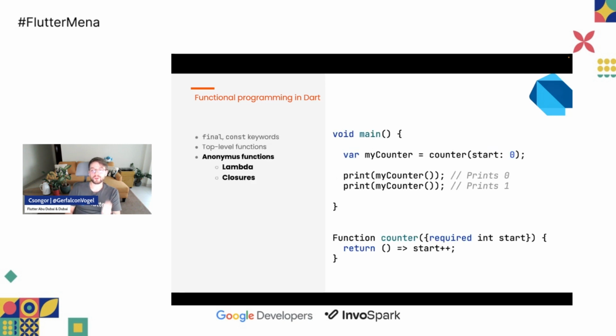What about the closures? The closures, these are tricky guys. Basically, it's a function object that has access to variables in its own lexical scope, even if the function is used outside of the original scope. What does it mean? In this example, you need to see that this counter function also captures the variable of start. So whenever the returned function runs, it will always remember to increment its own initial value. That's why we see that we are printing 0 and printing 1 later on.